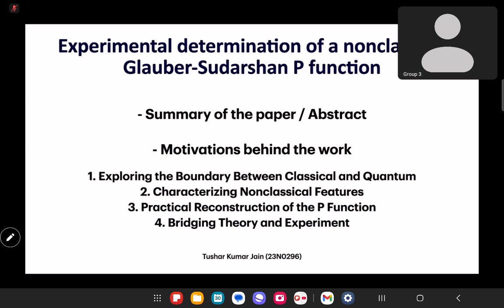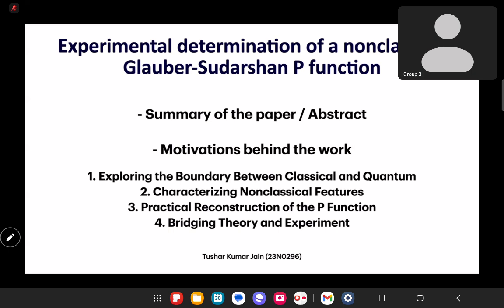First is exploring the boundary between classical and quantum. One of the deepest questions in physics has always been understanding where classical descriptions fail and where quantum behavior takes over. So this P function gives us a sharp criterion. If it is negative or singular, the state is non-classical. By studying states like SPATs, we probe this fine boundary directly, revealing how quantum mechanics departs from classical intuition.